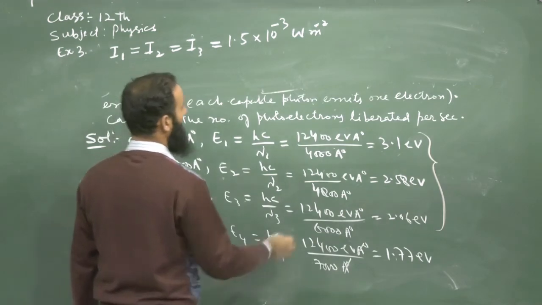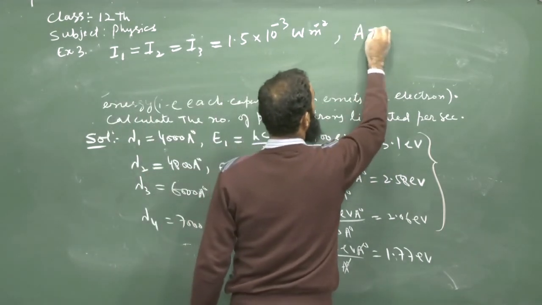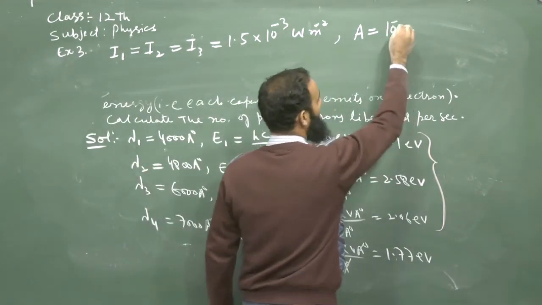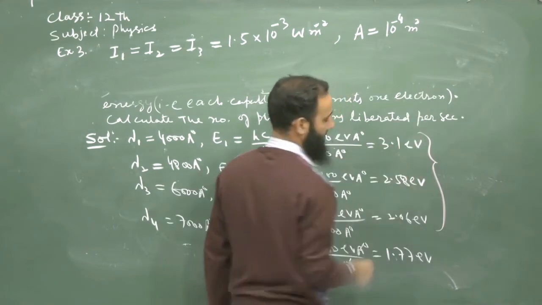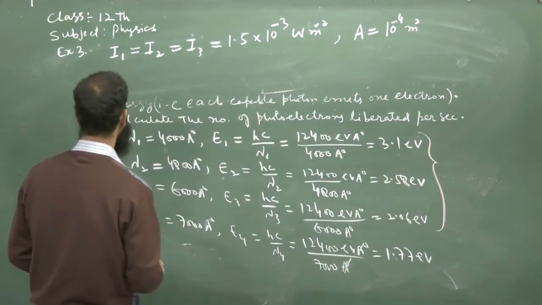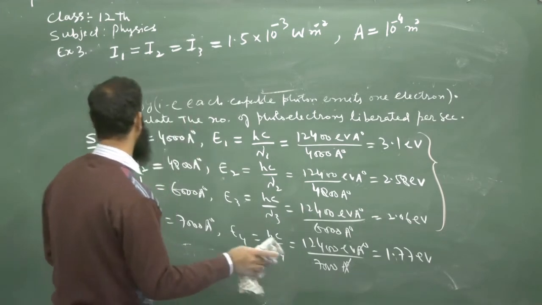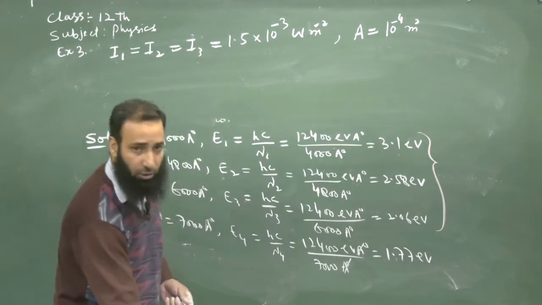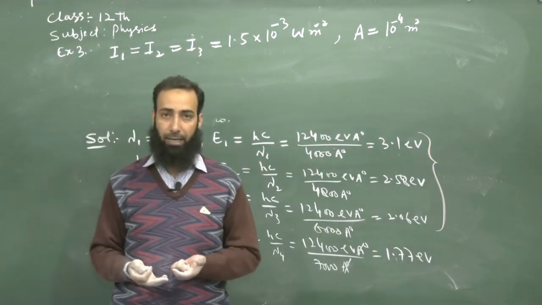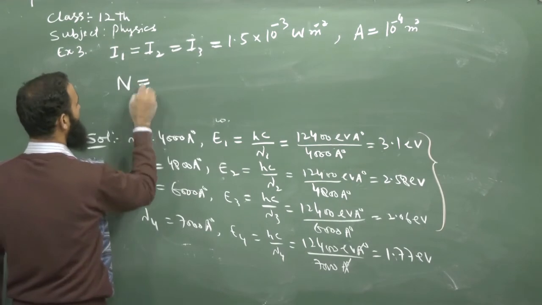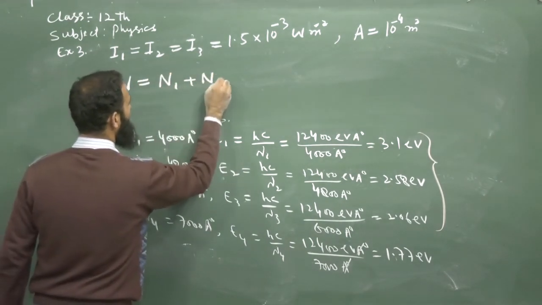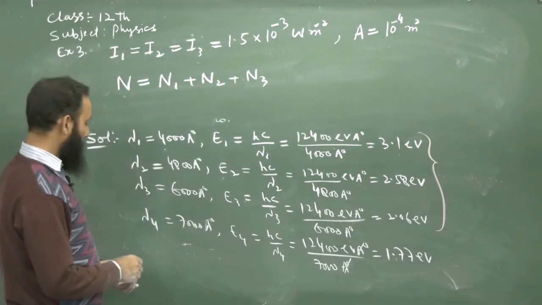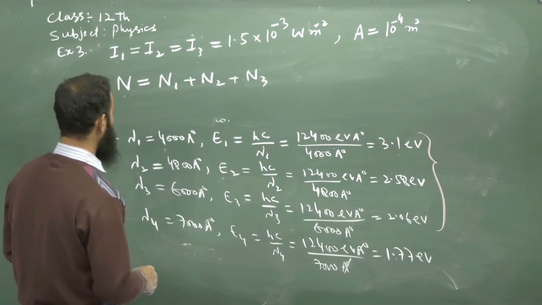It is given, and the area of the surface on which the light is made to incident is 10 raised power minus 4 meters square. We know that if n is the number of photoelectrons emitted from the metallic surface, if n is the total number of photoelectrons which are being emitted from the metallic surface, then n is equal to n1 plus n2 plus n3. This is the total number of photons which are made to incident per second.